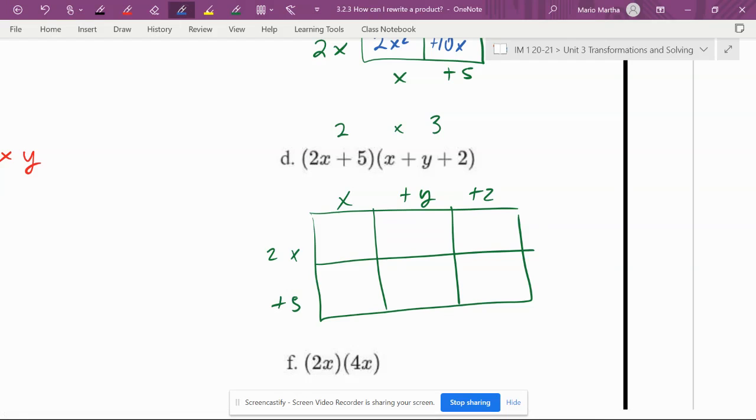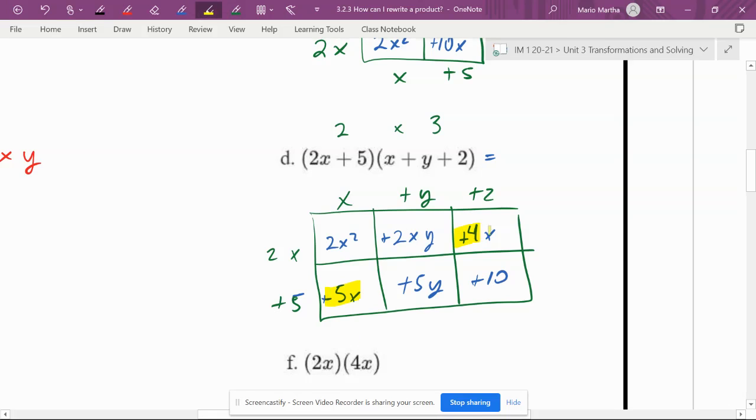And then again, we multiply everything out. 2x times x gives us 2x squared. 2x times y is 2xy, positive. 2x times positive 2 gives us positive 4x. And then 5 times x is positive 5x. 5 times y is positive 5y. 5 times positive 2 gives us positive 10. And we're pretty much done. We want to look again to see what like terms we can combine. In this case, we have the x's. So here we have 2x squared plus 9x plus 2xy plus 5y plus 10.